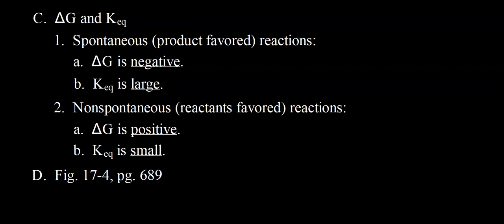Now I know what some of you are thinking, what if K is 1? Well, then that means the natural log is 0, and so delta G equals 0. So don't worry about that. K is not going to be 1, and so we're going to end up with some positive or negative delta G value.